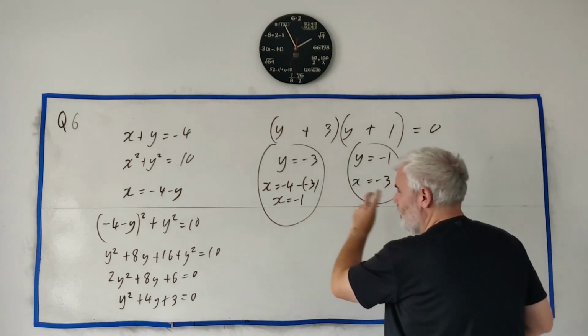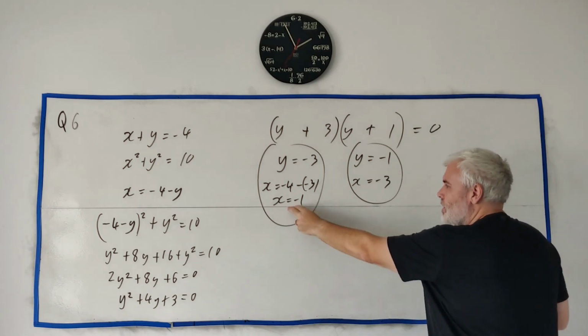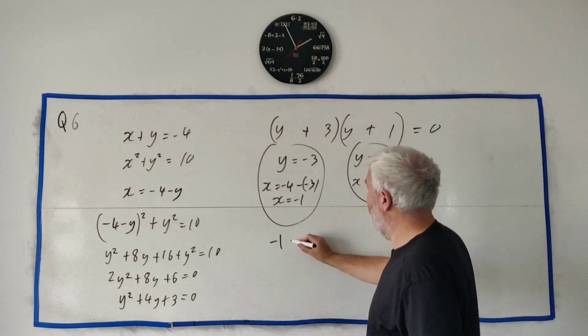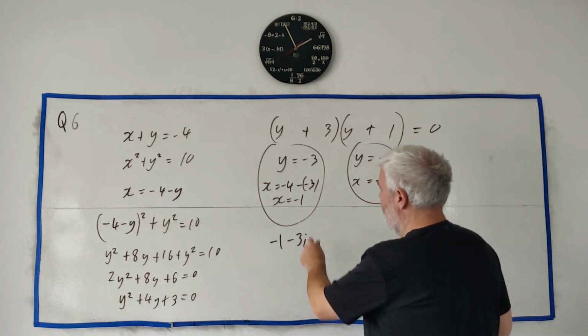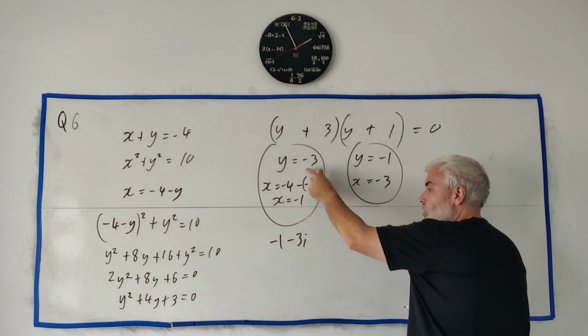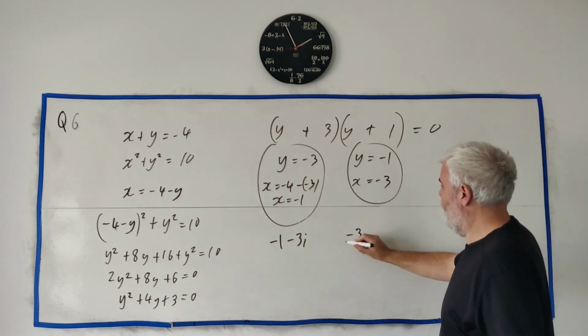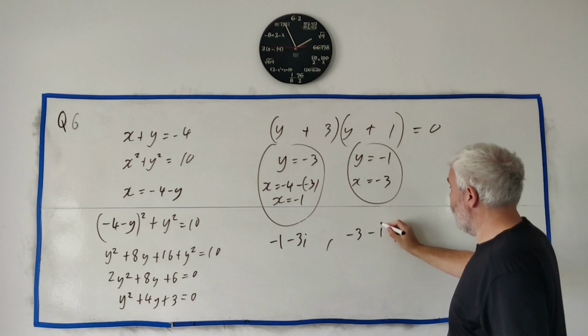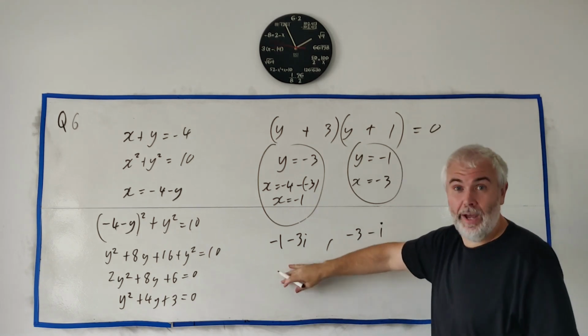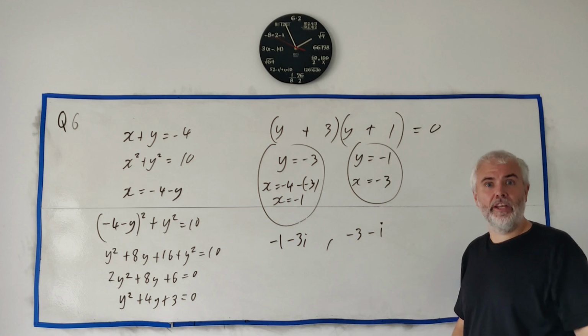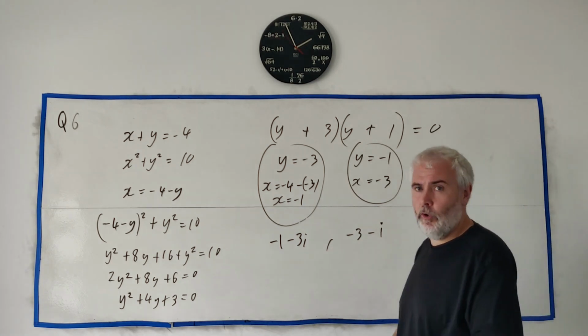Anyway, I think you get full marks at this point, but you can still write this as -1 minus 3i. So that's the real part and the imaginary part of these. These are the 2 answers to that equation. Okay, that's it for question 6.